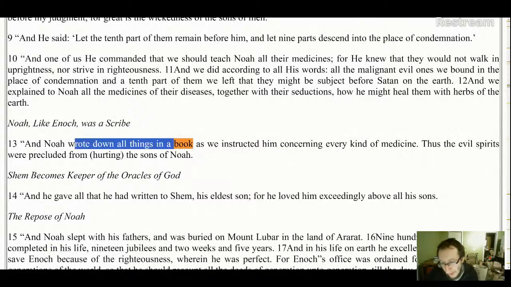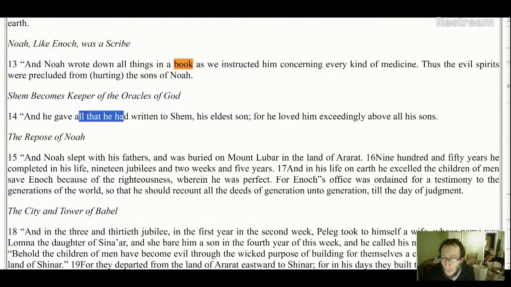Noah wrote down all things in a book, as we instructed him concerning every kind of medicine. He gave all that he had written to Shem, his eldest son. So we have a book of Noah.